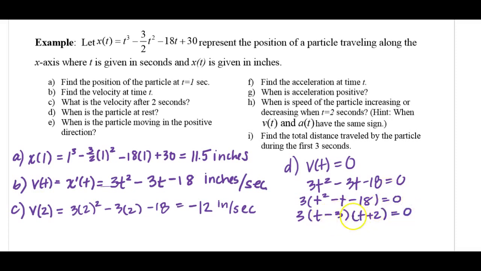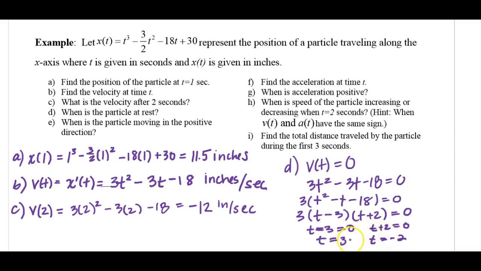So now I set each part with t's equal to 0. Sometimes students want to set 3 equal to 0, but that wouldn't make sense, right? Because 3 can never be 0. So I'm going to set t minus 3 equal to 0. So t equals 3. And then t plus 2 equal to 0. So t equals negative 2.